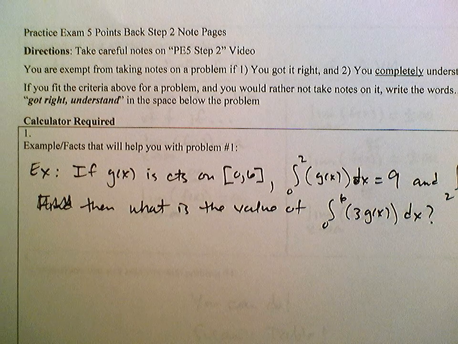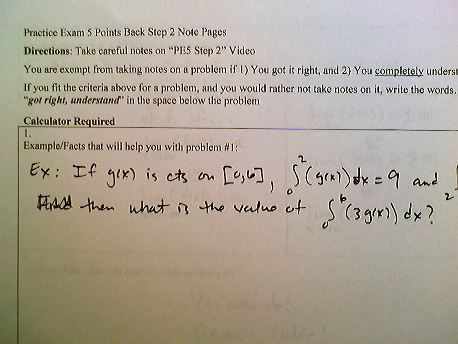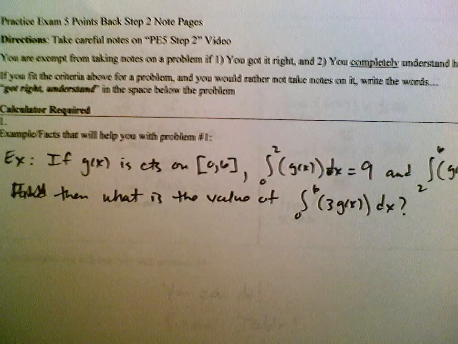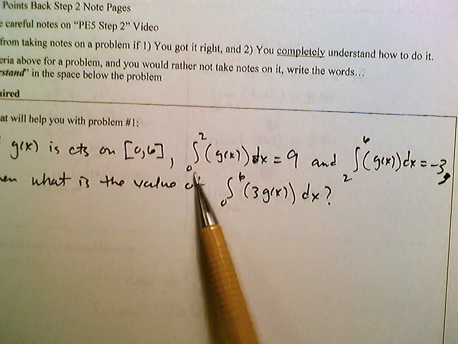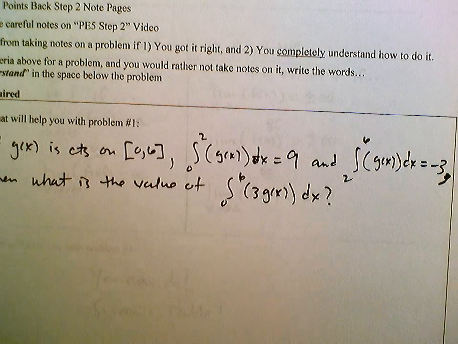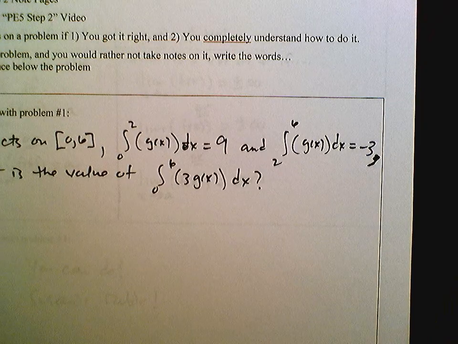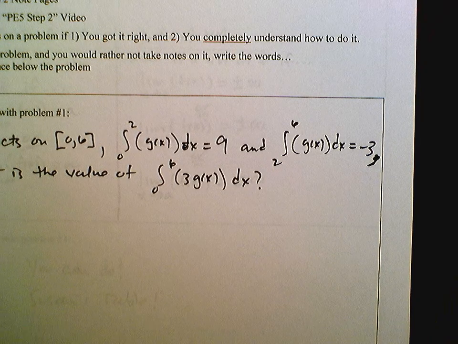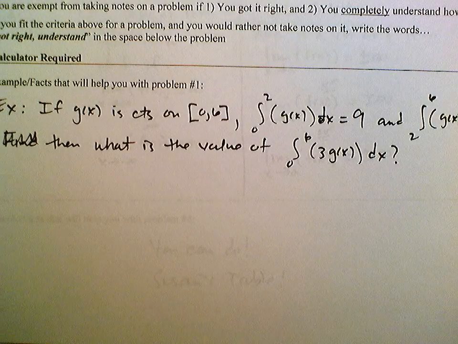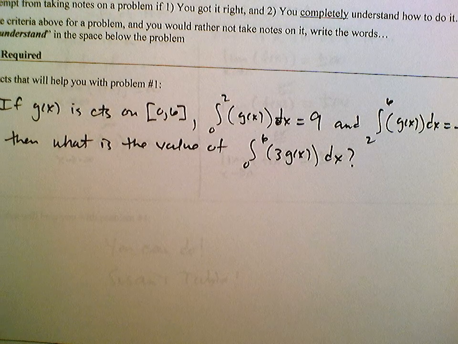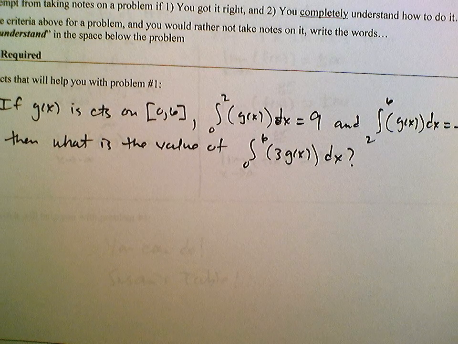Okay, so here's step 2. This is the calculator section. So if g of x is continuous on this closed interval, and the integral from 0 to 2 of g of x is 9, and the integral from 2 to 6 of g of x is -3, then what is the value of the integral from 0 to 6 of 3 times g of x?